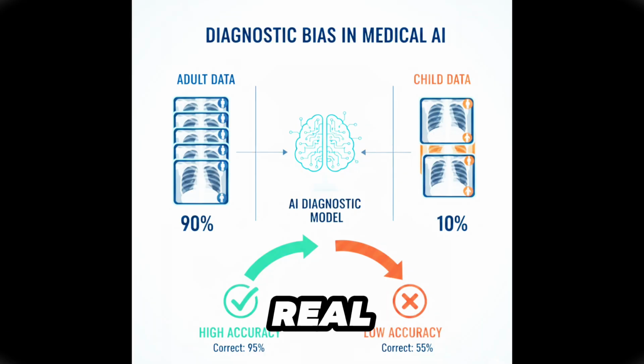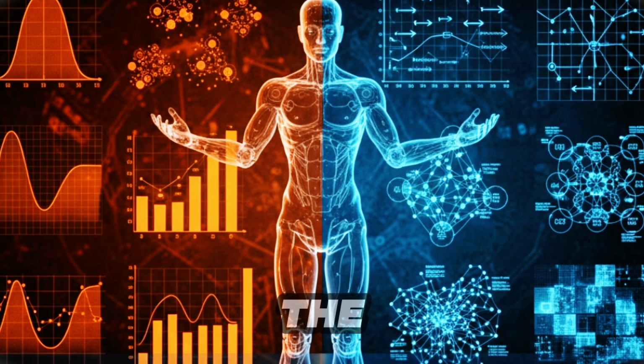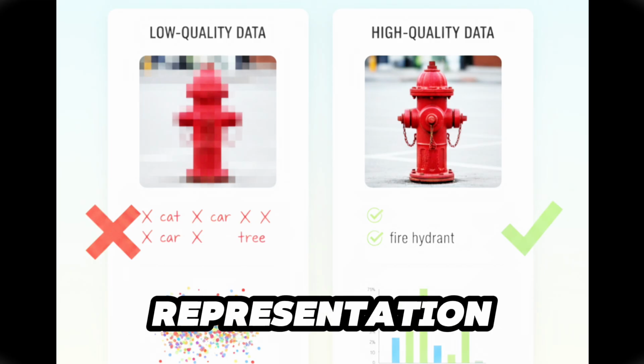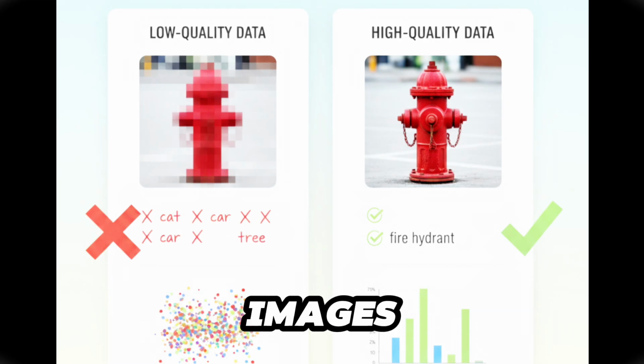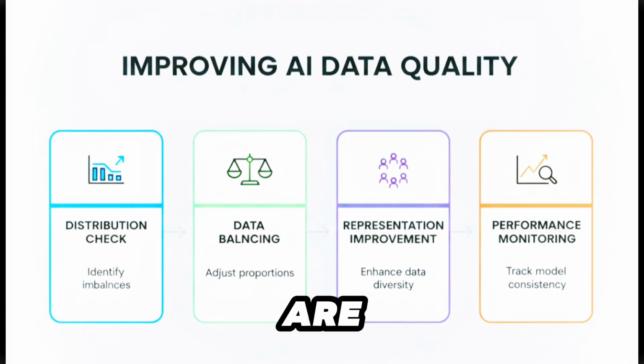Here's a real example. Imagine building an AI to detect disease from medical images. If most of the images in your dataset are from adults and only a few from children, the model will fail on children even if the quality is perfect. The solution is simple. Fix the distribution by collecting more diverse samples and improve representation with better quality imaging and accurate labels. Here are 4 practical steps you should always follow.